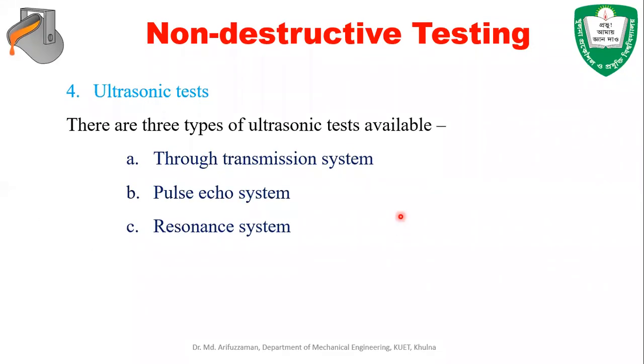Okay, the fourth one is the ultrasonic test. That means using sound waves, we can detect cracks. Not only cracks, we can also determine the thickness of material. Sometimes in quality control, to control the thickness of material, you can use the ultrasonic test. There are three methods actually: through transmission, pulse echo, and resonance.